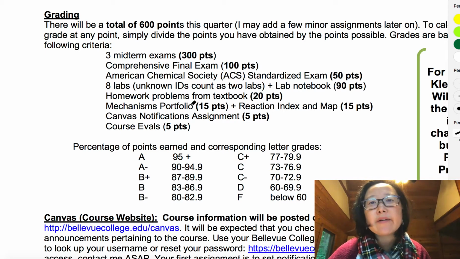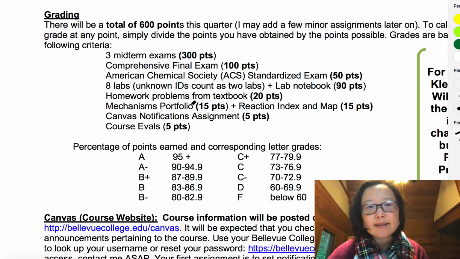Mechanism portfolio is something that I like to require students to have, and that's basically every time you see a mechanism, you write it down, and you have a record of all your mechanisms, so it's like a journal of mechanisms. So that way you can go back and study them, and hopefully you do that for Chem 261 and 262, so you have all your mechanisms from before, and add the new ones that we cover this quarter.